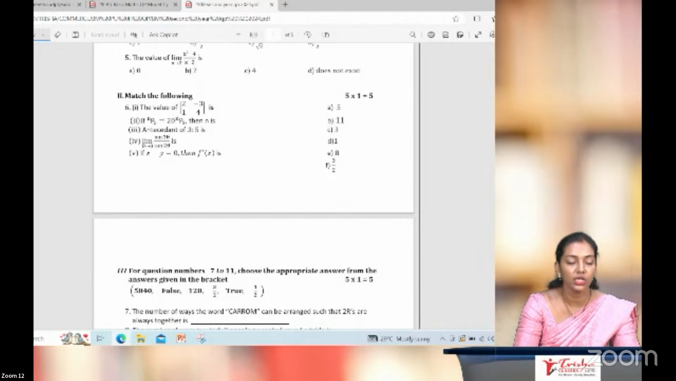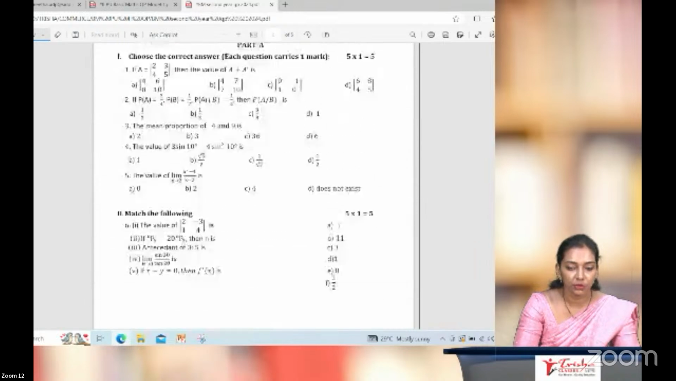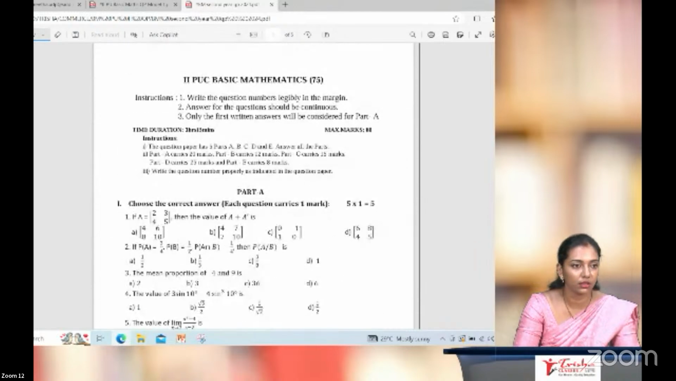So you have to study the overall concept. Okay, so either it may be from algebra, trigonometry, anything. So basically the formulas, please go through. So here now we will solve question paper.